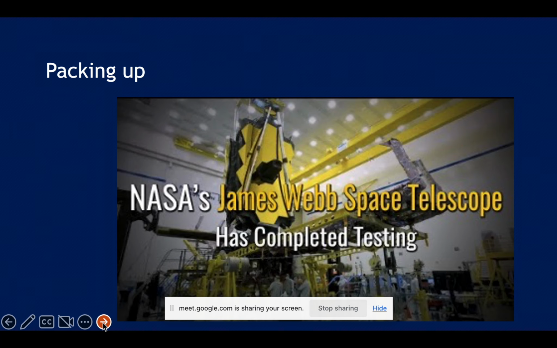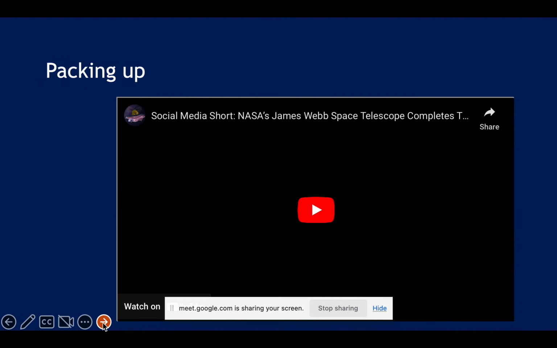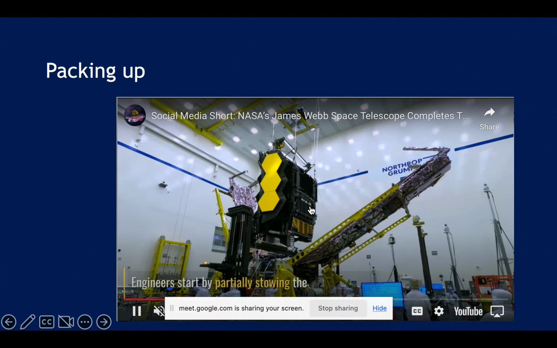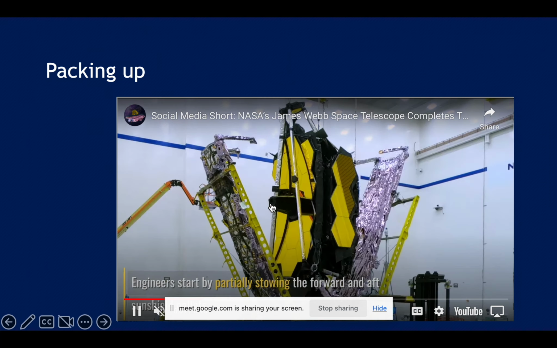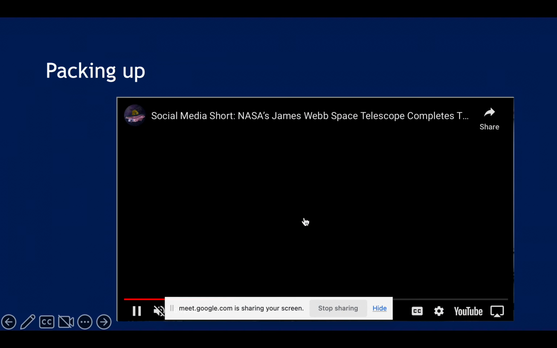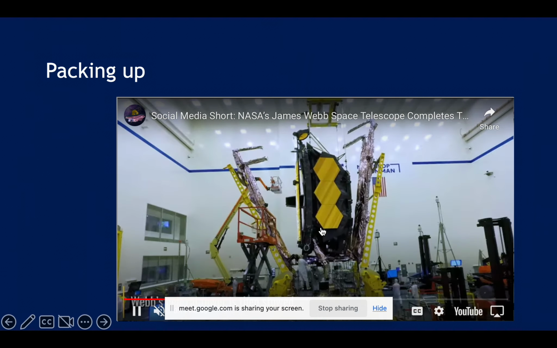Let me run through this. So once it was completely tested, this was done at the Goddard Space Center. What you then had is that the whole thing had to be packed up. You see the telescope is being packed up. You fold the primary mirror. This is the sun shield. The sun shield was also folded up, put into that thing, right?